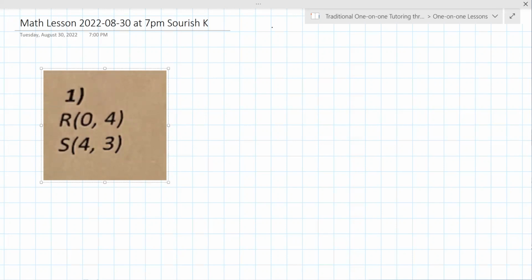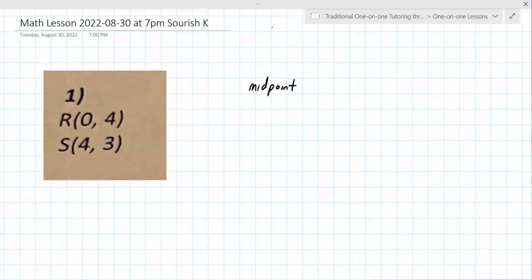The midpoint of a line segment. So the midpoint is actually a formula that we worked on over the summer. Wait, we learned the midpoint in the summer, right?